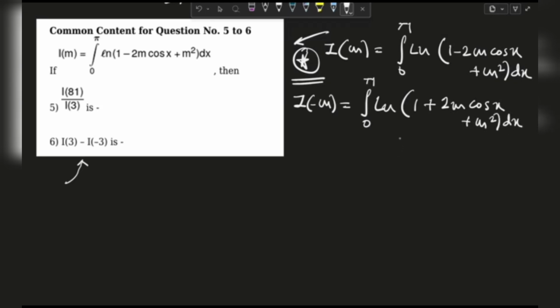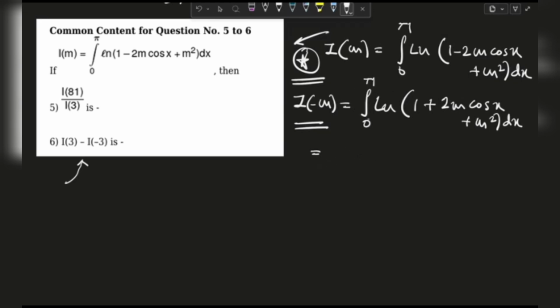Now in this I of minus m, I will apply King's rule. I hope you guys know what King's rule is. It is basically integral a to b f of x dx equals integral a to b f of b plus a minus x dx. That is actually called King's rule. I said the name, but if you don't know it, you should remember the name also, because many guys are not familiar with the name.